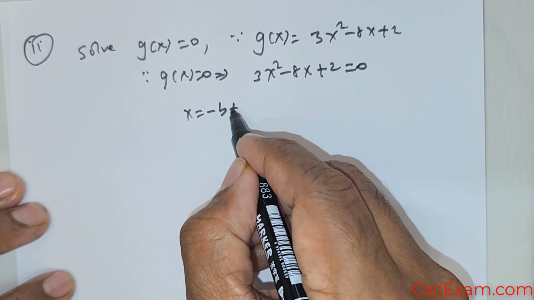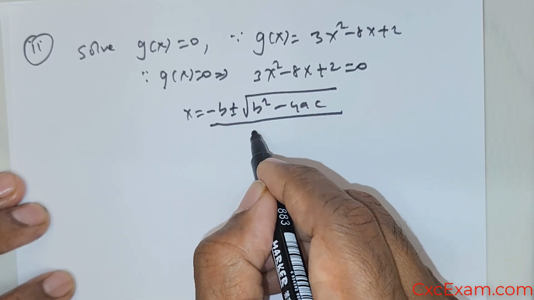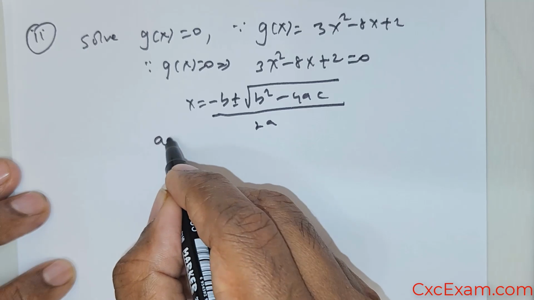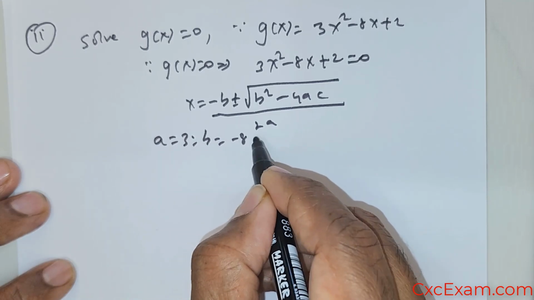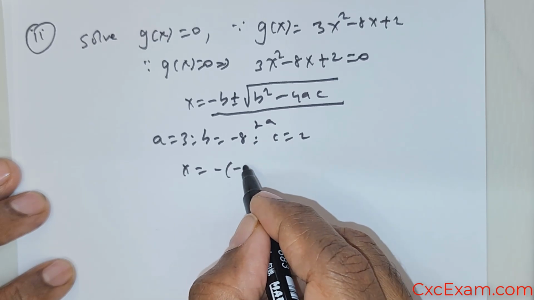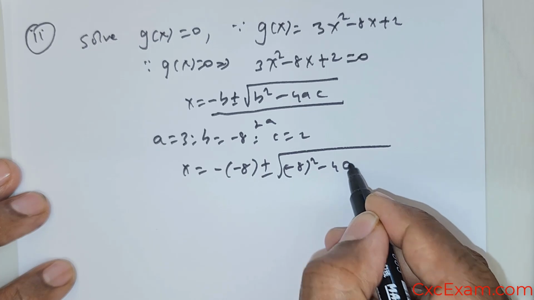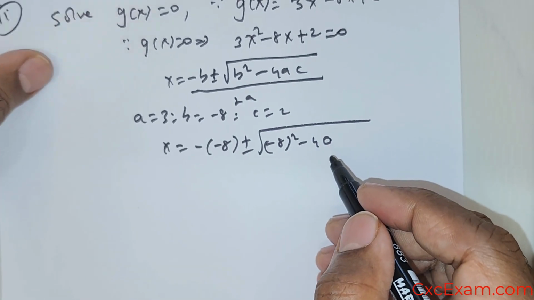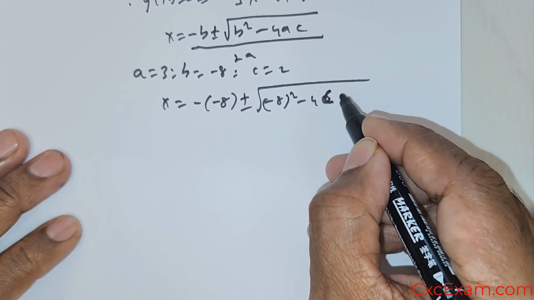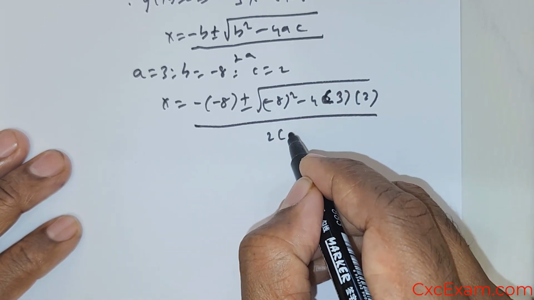X is equal to negative b plus or minus square root of b squared negative 4ac divided by 2 times a. So a is equal to 3, b is equal to negative 8 and c is equal to 2. You substitute that. X is equal to negative of negative 8 plus or minus square root of negative 8 squared negative 4 times a is 3 and c is 2 divided by 2 times a is 3.